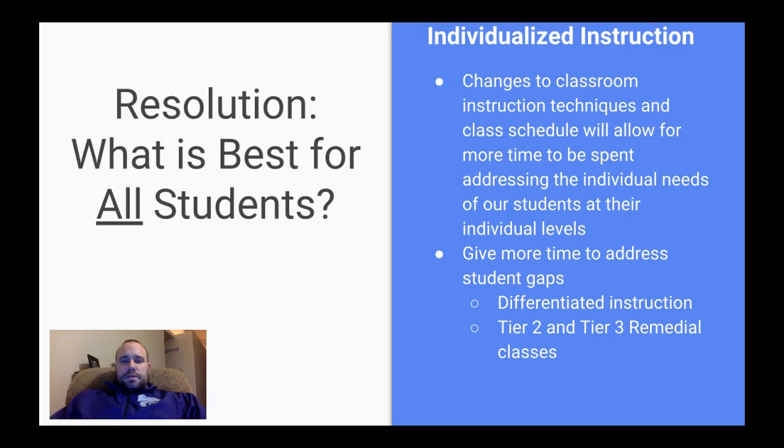Category 3 is resolution. In our resolution, we need to identify what is best for all students. First, that is individualized instruction, which would be changes to classroom instruction techniques and the class schedule. This will allow for more time to be spent addressing the individual needs of our students, and give more time to address those student gaps by giving us differentiated instruction strategies, and also creating remedial classes for those Tier 2 and Tier 3 students.